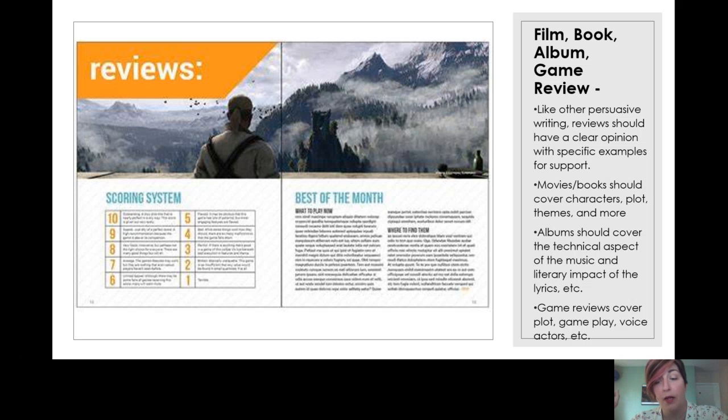They talk about the scoring system that they use, because if you notice on the right side of that photo, the best of the month. They go through and review several games that came out, and they tell you what each ranking means, which is pretty detailed. So that's it for types of articles.